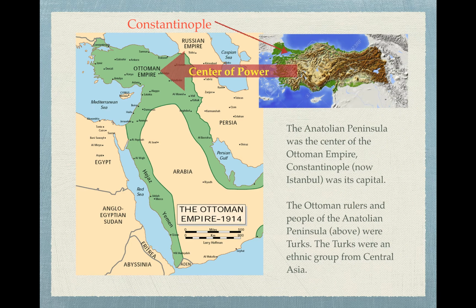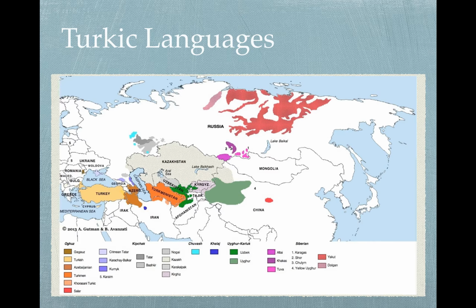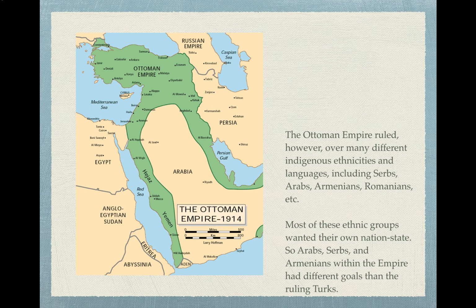So, for instance, it was ruled from what's today Turkey, or the Anatolian Peninsula. This was the center of power, and this was ruled by people who were Turks. They spoke Turkish, and they had a similar culture. They were Muslim. They were really not from the area. The Turkish people had migrated here from Central Asia hundreds of years ago, and they had swept in and conquered what was then the Byzantine Empire and turned it into the Ottoman Empire. So they were not from around there.